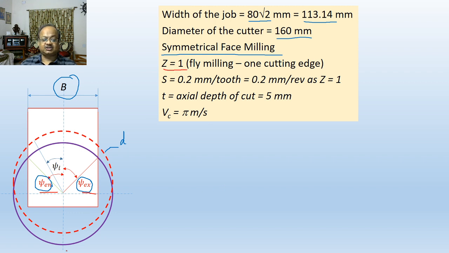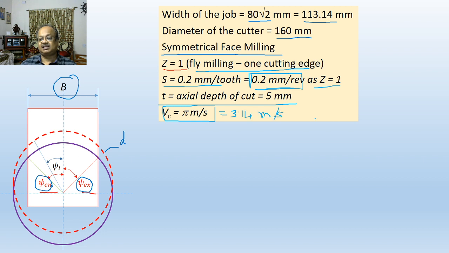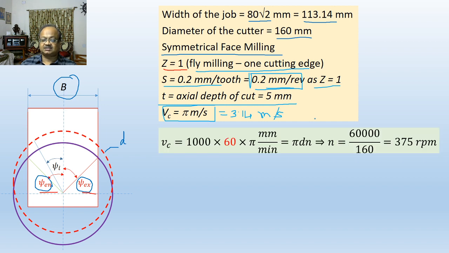Just like on the previous occasion, we are solving it for only one cutting edge, for fly milling. So one cutting edge. Feed per tooth, which is also feed per revolution in this particular case as Z equal to 1, is 0.2 millimeter per revolution. Axial depth of cut is 5 millimeter and the cutting velocity is pi meter per second. So roughly 3.14 meter per second. So this is the numerical data. Now if you have to estimate the material removal rate using the standard approach, it is very simple. So let us do that first.